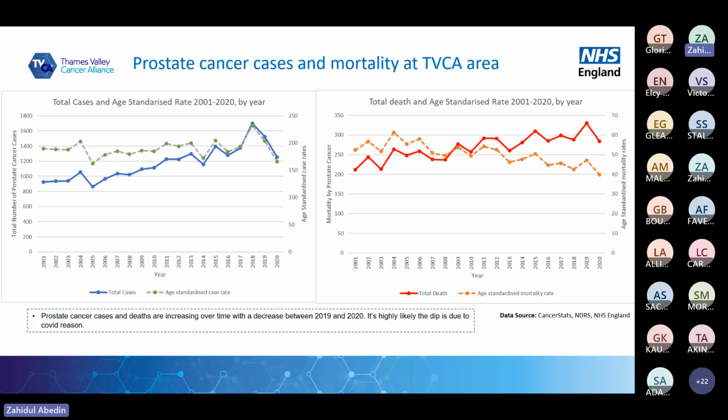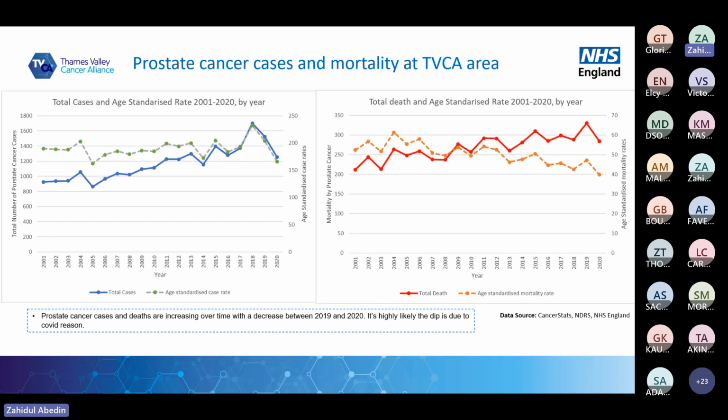There is a similar pattern for the standardized case rate as well for prostate cancer. On the right-hand side figure, you can see the same for mortality. The mortality is also increasing over time. But interestingly, if you look at the age standardized mortality rate, it is decreasing a little bit. So probably it is medical advancement. You are clinicians, I mean, they can answer this question.